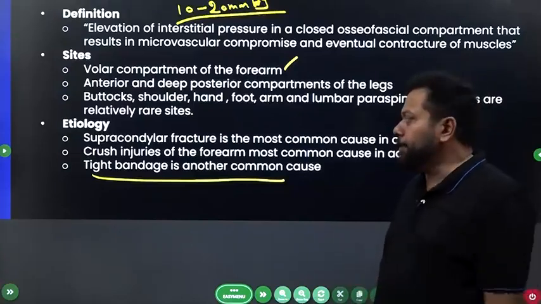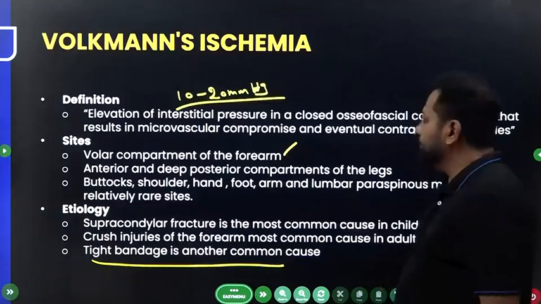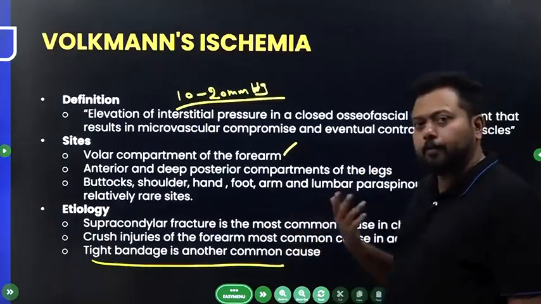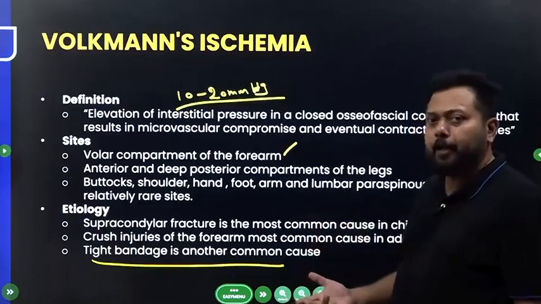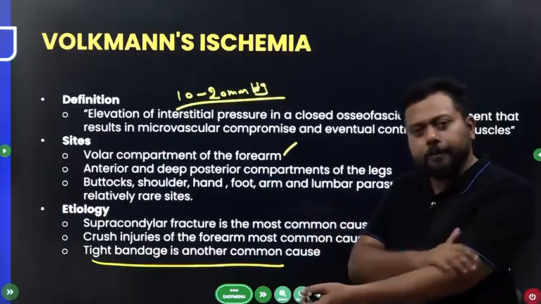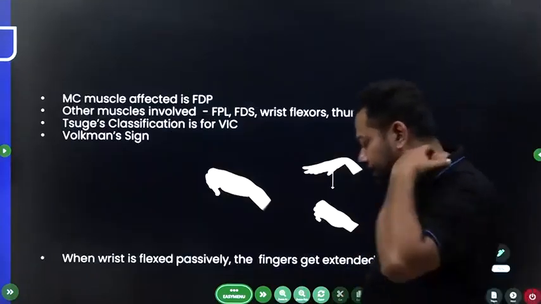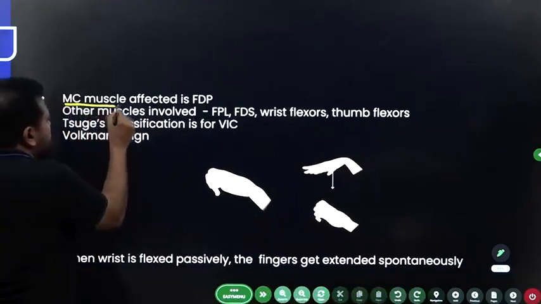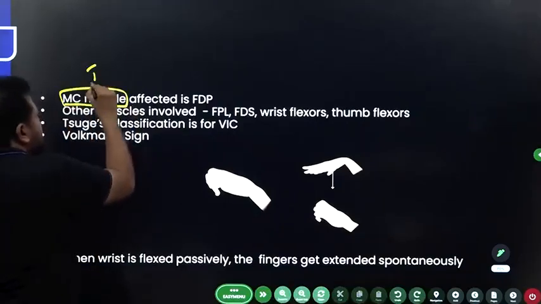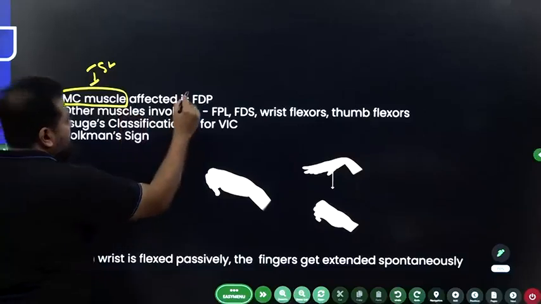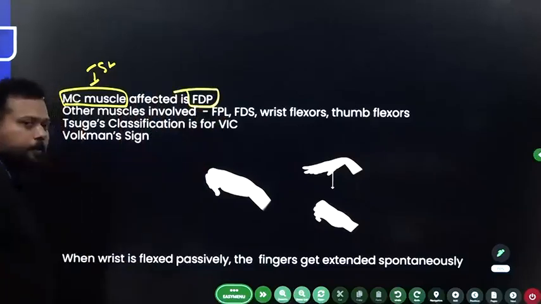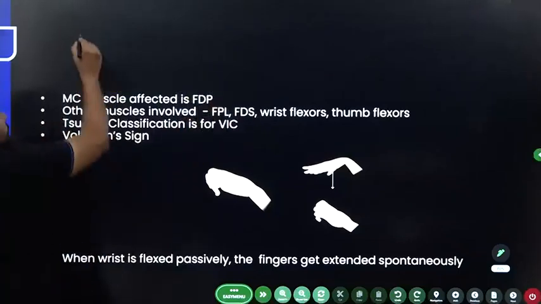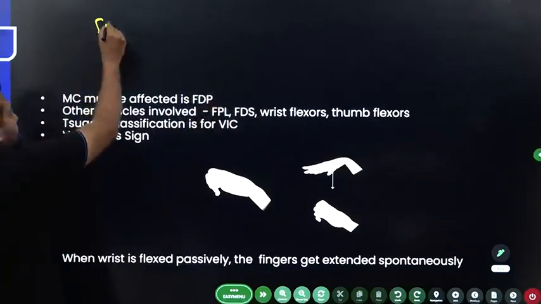And the fractures that predispose commonly: supracondylar fracture is the most common in children. Both bone forearm fracture is the most common cause in an adult. Compartment syndrome usually happens here. The first muscle, a several times repeated MCQ, gold standard MCQ: the most common muscle or first muscle to be involved is flexor digitorum profundus. FDP is the first muscle to be involved.